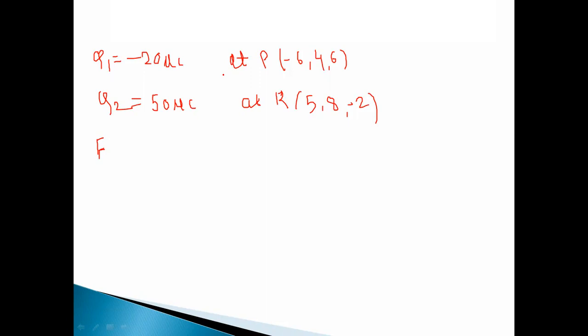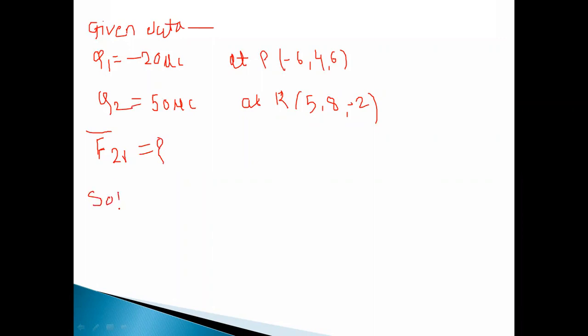So just tell me what we have to find. This is our given data. Charge Q1 is located at point P, then charge Q2 is located at point R. So we have to find the force exerted on charge Q2, which means F2 due to charge Q1. So it is F21 bar we have to find here.